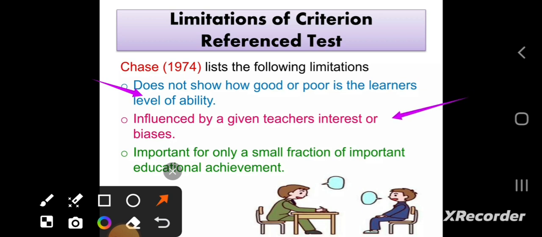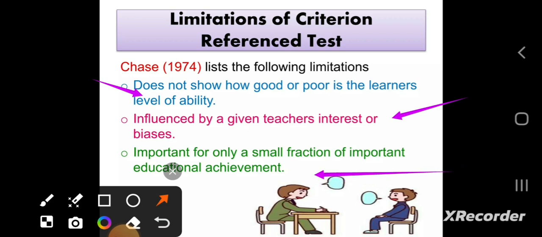Influenced by a teacher's interest or by biases. The creation and implementation of CRTs may be subjective. A teacher's personal preferences, priorities, or biases can affect how the test is designed, scored, or interpreted, which can compromise the objectivity of the assessment.